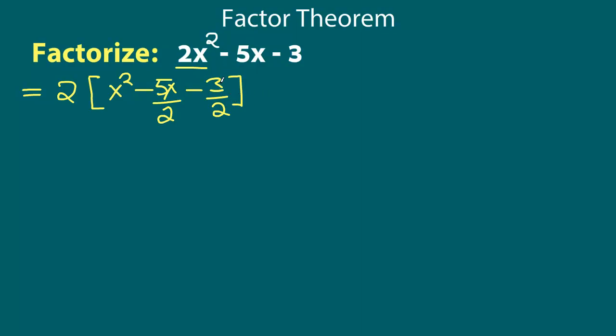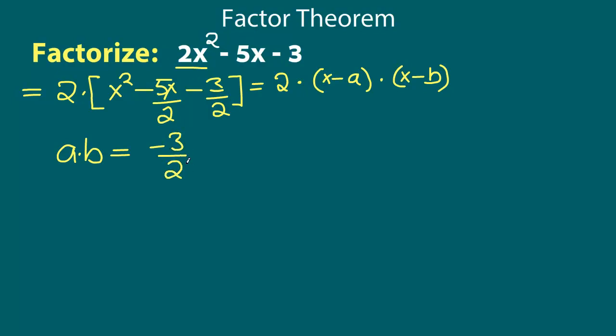Now let's try to find out the factors of this polynomial, right? So now we have this 2 over here, 2 times this. So our factors are 2 times (x minus a) times (x minus b). If this is how we are going to have our polynomial written, then the ab term, which is a times b, will be equal to minus 3 by 2. So what are the different factors of minus 3 by 2?